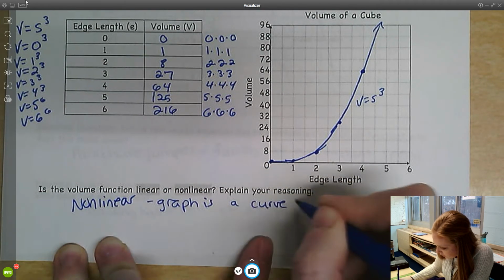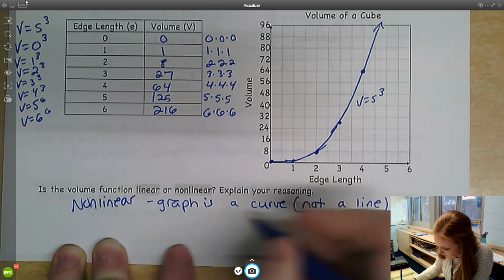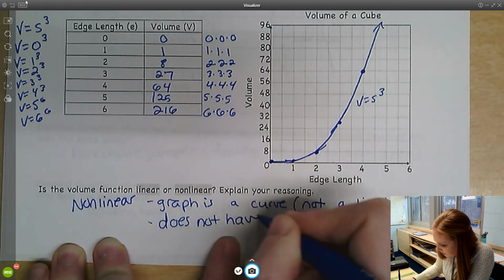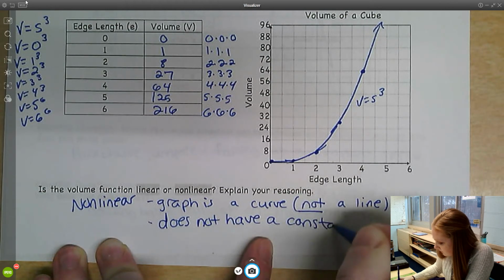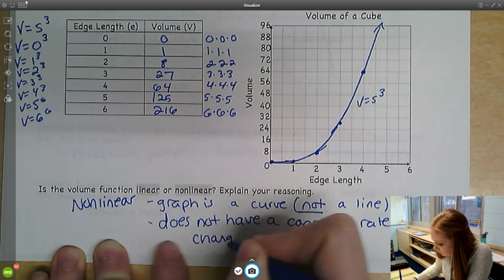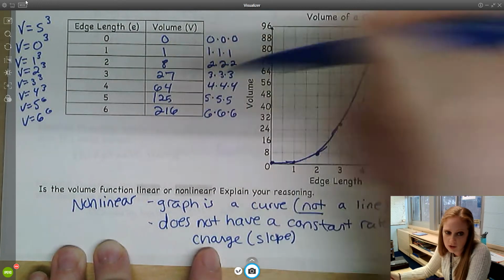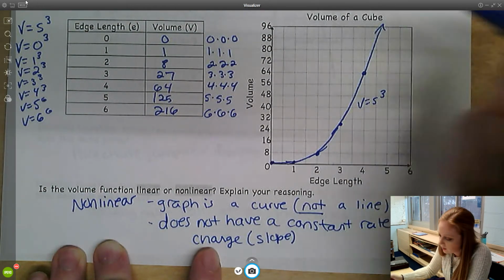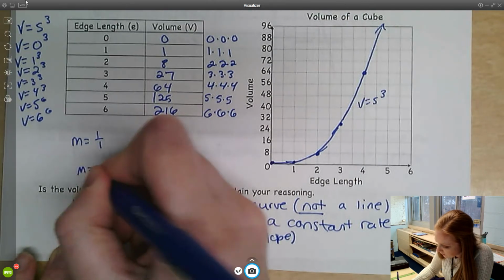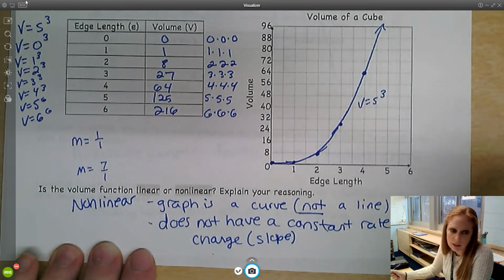The graph is a curve, not a line. Does not have a constant rate of change. Remember, rate of change is the same thing as slope. If you were to find the slope up here and compare it to the slope down here, it's going to be different. The slope at the beginning is just 1 over 1. Then the slope here would be up 7 over 1. And the slope is just going to get steeper and steeper as you go.